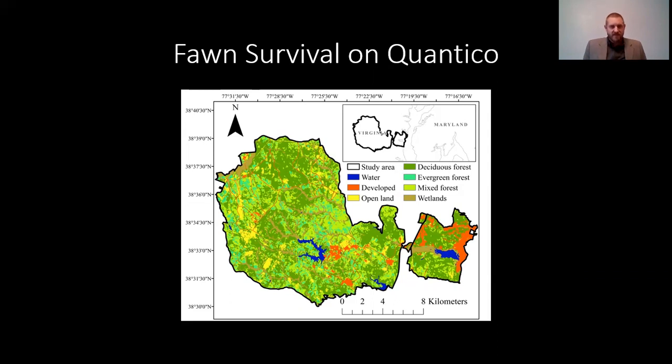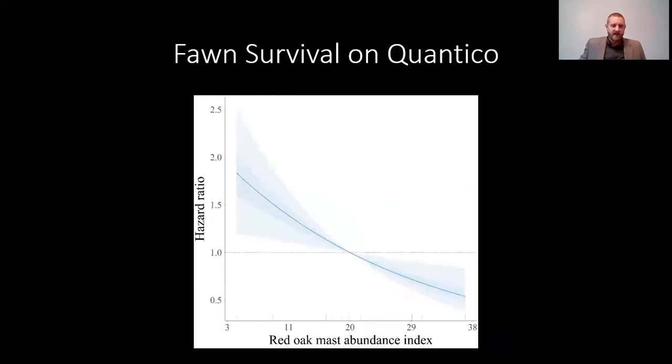To my knowledge, this is one of the first studies to ever demonstrate a maternal investment only available before the life of the fawn was a strong predictor of that fawn's survival. And again, acorns are incredibly high in digestible energy, and that can be an important nutrient in the winter. And we found a very strong relationship where the hazard ratio greatly decreases as the red oak mast abundance index increases on the site.